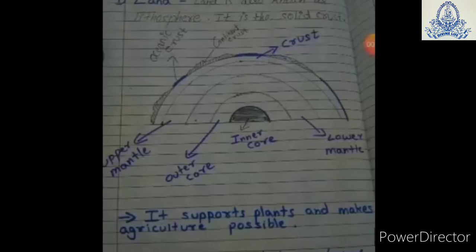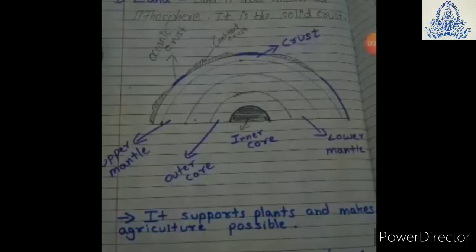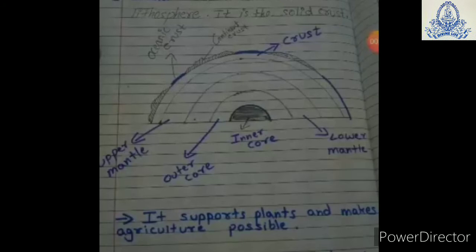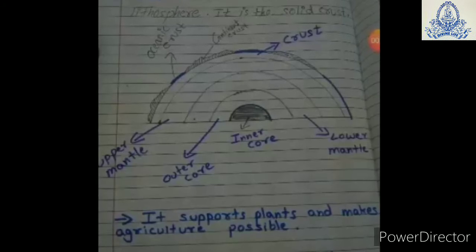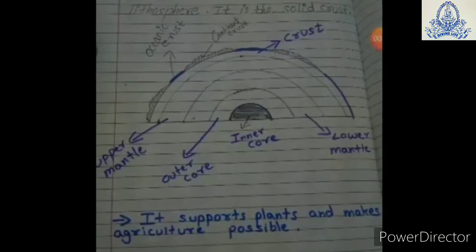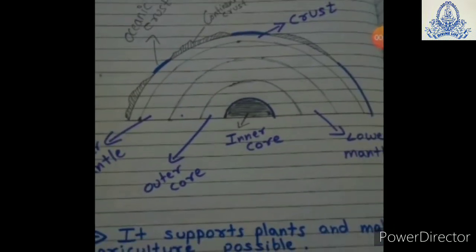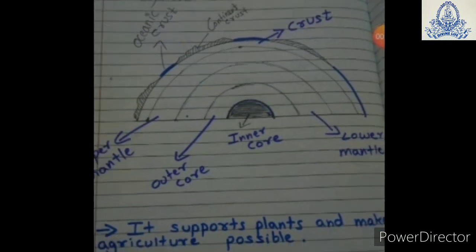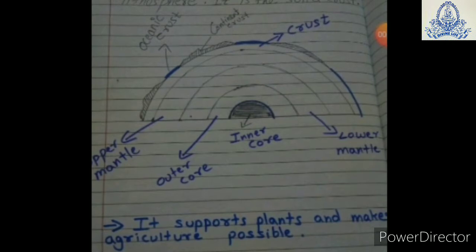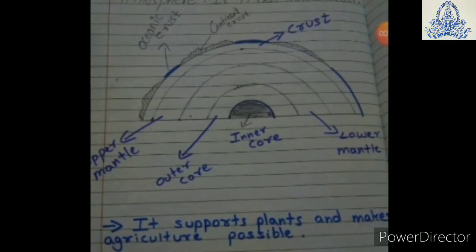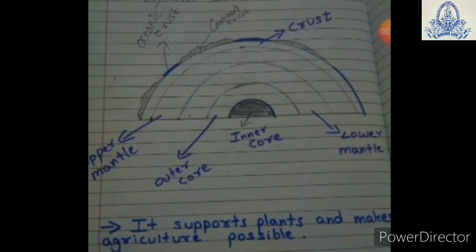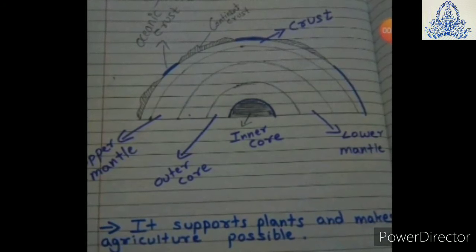So here first we are taking the land. Land is also known as lithosphere, and it is the solid crust. Now here I have mentioned the diagram of the structure of land. Here you can see the inner core, outer core, lower mantle, upper mantle, crust, and also you can see the continental and oceanic crust. So all these are the structures of earth, or we can say land.